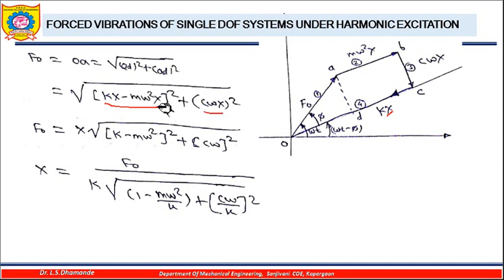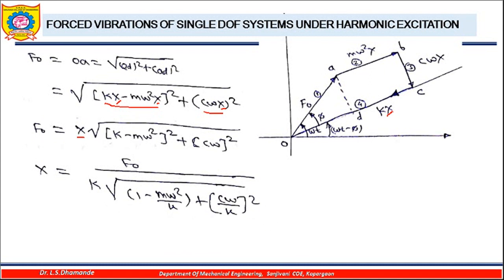Now x square is there in all the terms, so I will separate it out and write it outside the under root sign. In the bracket the remaining terms are (k minus m omega square) bracket square plus (c omega) bracket square. Then I am going to transfer this root to this side, so my value of x will be equal to F0 upon k, under root 1 minus m omega square by k plus c omega by k bracket square.